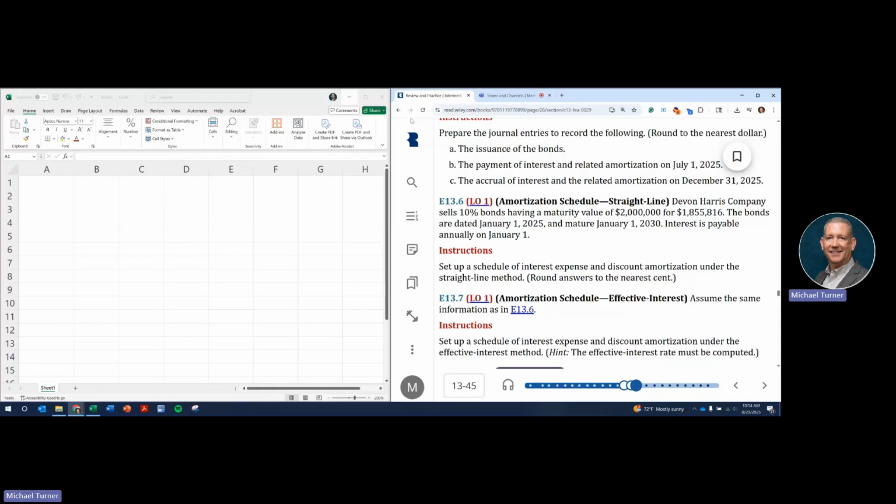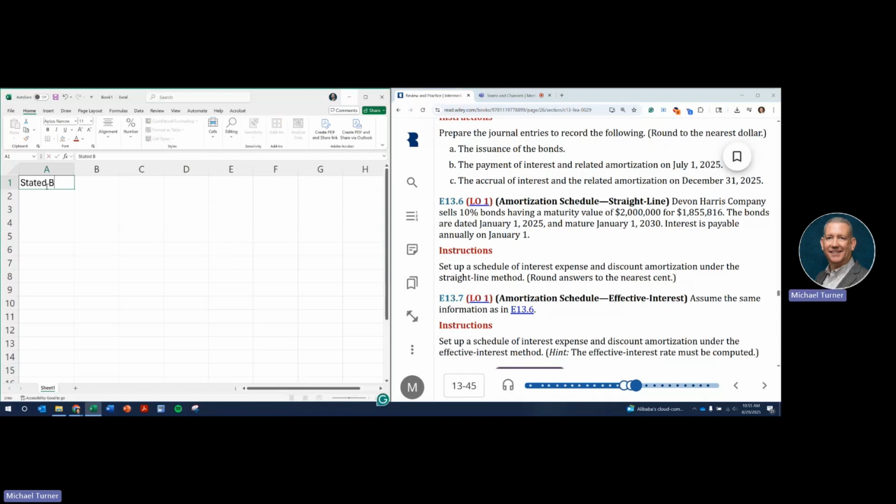Part 13.7 says, assume the same information above. However, we're going to use the effective interest method. As it says in the instructions, set up the schedule of interest expense and discount amortization under the effective interest method. Hint, the effective interest rate must be computed. So that's going to be a little different in that we have to compute the interest rate. So as always, let's get our facts.